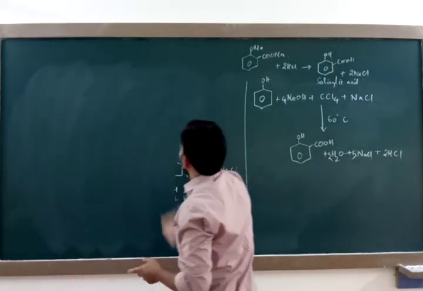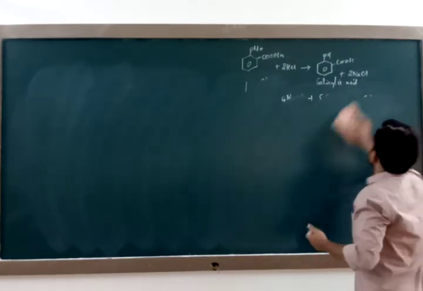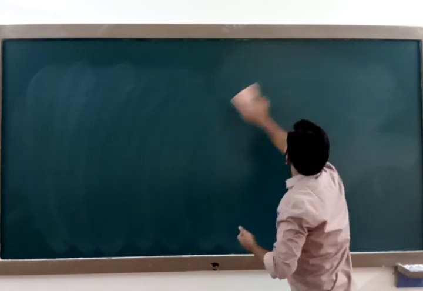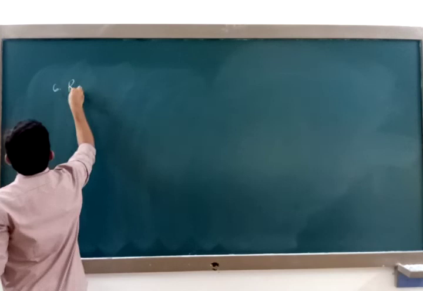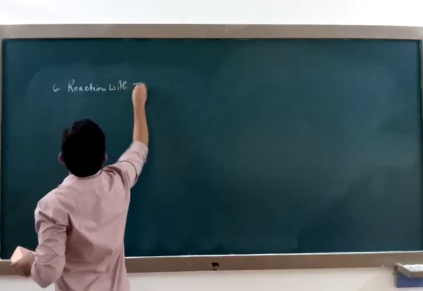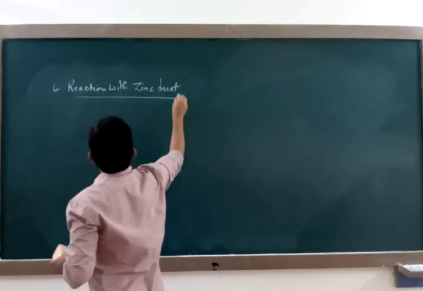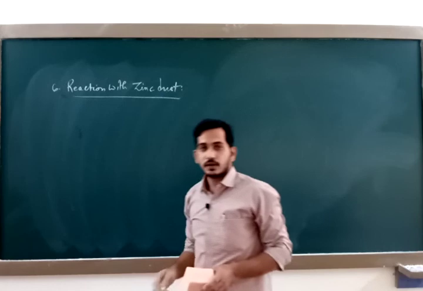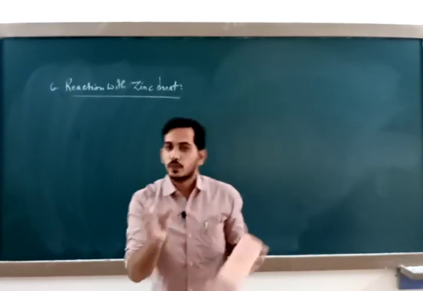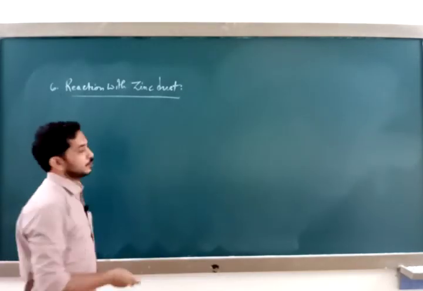There are other chemical properties of phenols which are not so important, but yet we shall see those also. The next chemical property is the 6th chemical property, reaction of phenol with zinc dust. This reaction is important in case you are trying conversions. How do you convert one compound into another? If such kinds of questions appear, then this reaction should be remembered.